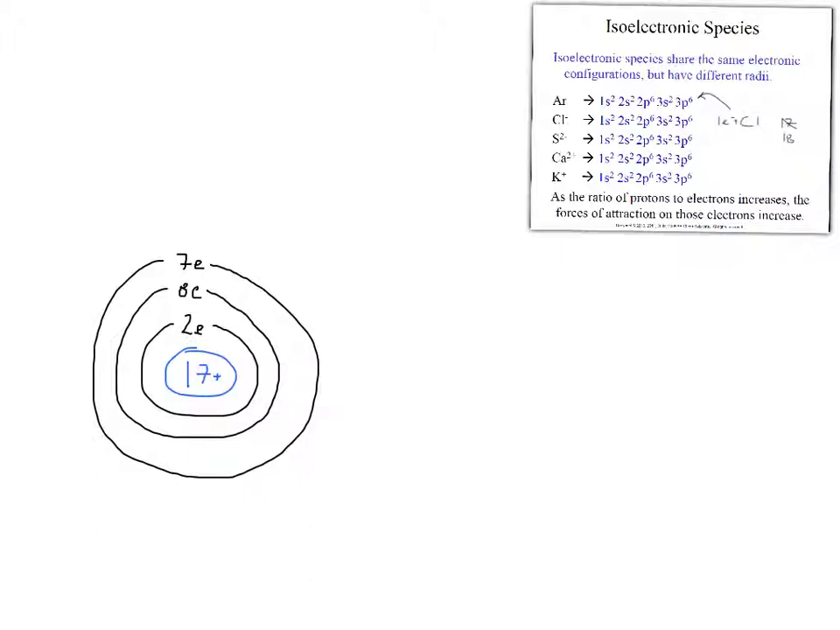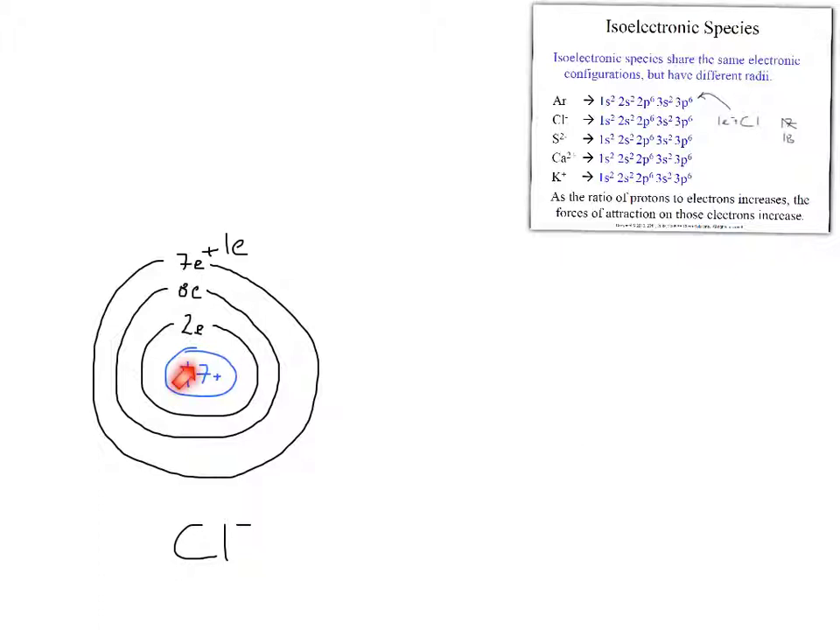However, if we throw another electron on here, so if we turn this from chlorine to a chlorine anion, that means one more electron being added. So 8 electrons total. We now have 8 against 17. Before we had 7 against 17. Who's going to feel a stronger force of attraction? Who's going to have a higher effective nuclear charge? Keyword there is effective.